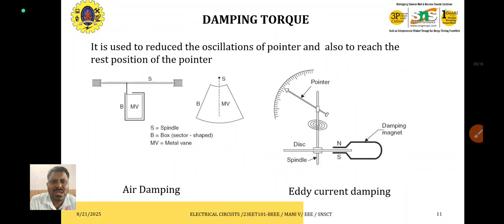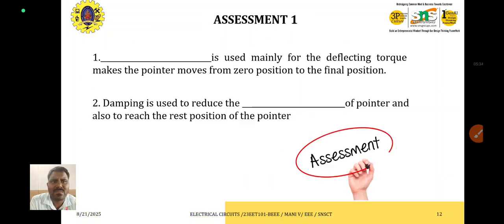And the damping torque. Now the pointer is moving from 0 to some value, but the needle oscillates. In order to reduce the oscillation, we have to provide the damping torque. It can be provided by using air damping or eddy current damping. So this is an assessment.